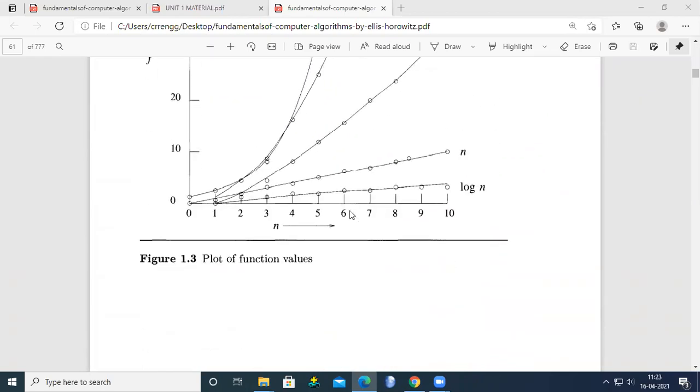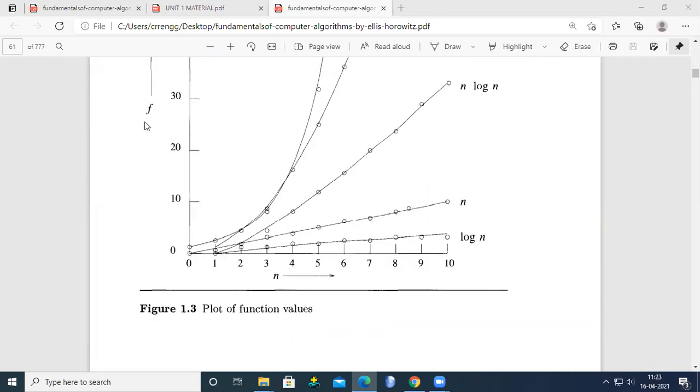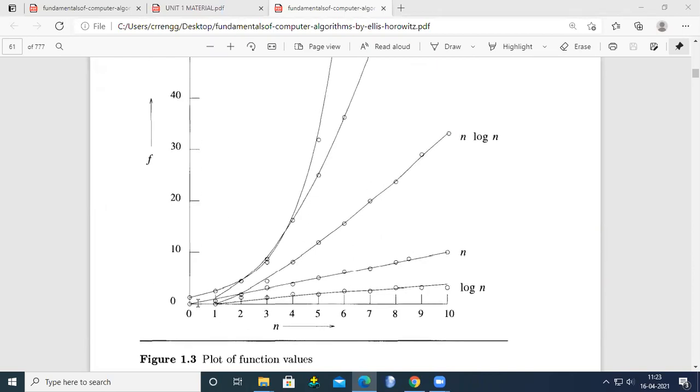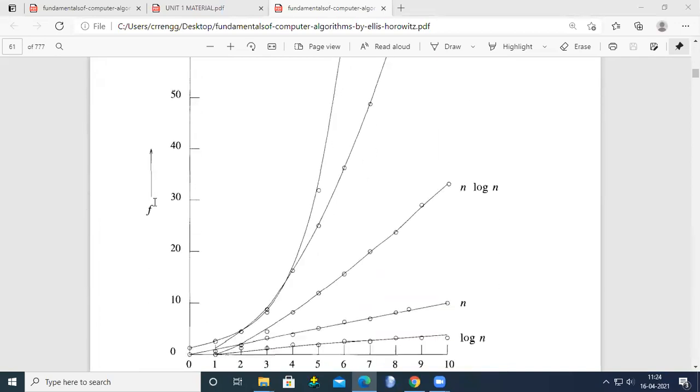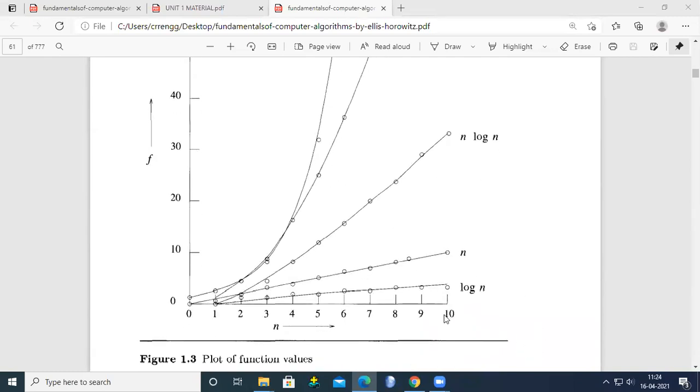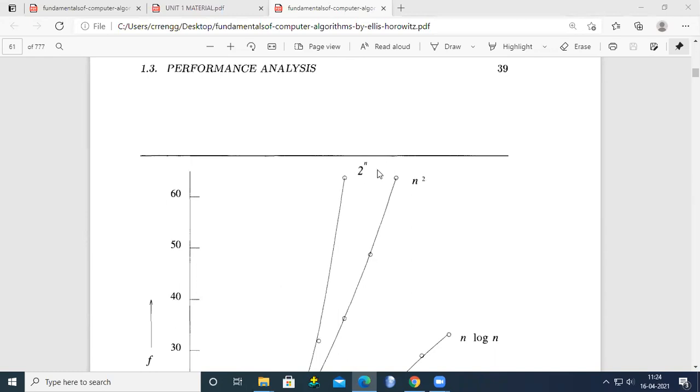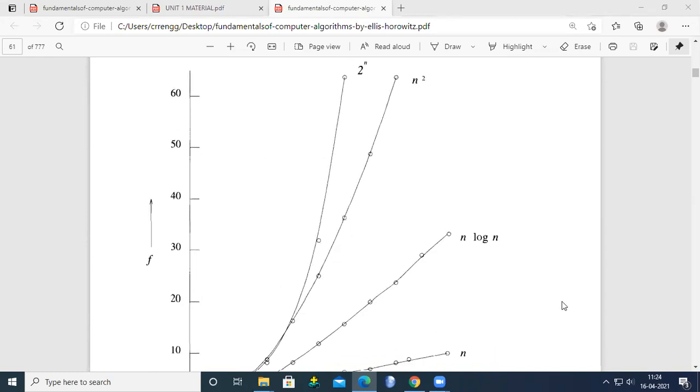See this graph with the plot of function values. n is the input and f is the function. The x-axis represents the input size from 0 to 10, and the y-axis represents the functions, showing how the growth rate of each function behaves. Suppose we have log n, n, n log n, n square, 2 power n. So all these are functions.